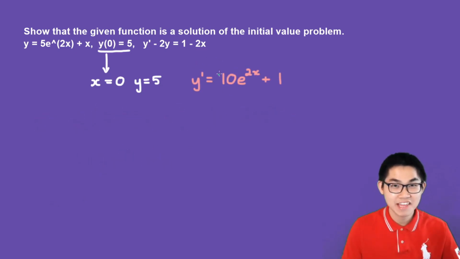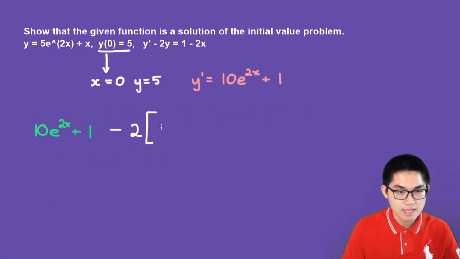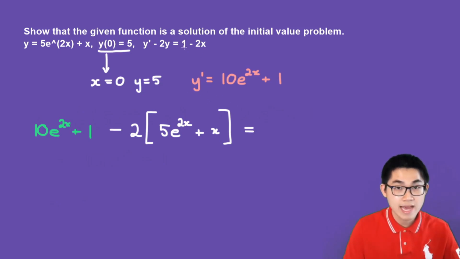Let's plug everything into our differential equation. So here we have y prime, and y prime is 10 times e to the power of 2x plus 1. Now, minus 2 times y, and y is 5 times e to the power of 2x plus x. So that's the left-hand side. How about the right-hand side? The right-hand side is 1 minus 2x.